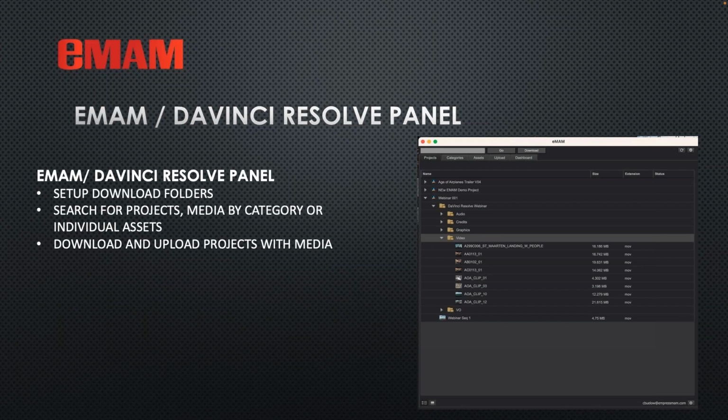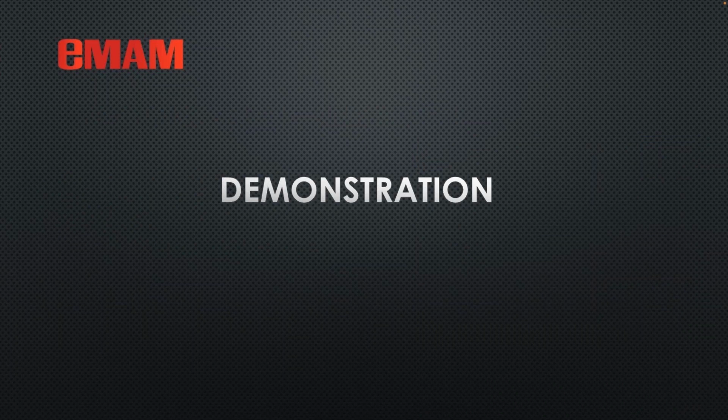So again, you can search for projects, you can search for media based on a category structure, or look for individual assets, and of course then download those assets into your system. You'll always have a dashboard, by the way, as to what's going on, which is quite nice. So when you're downloading, you'll always see that there is a dashboard and there is a download process happening, and then of course on the upload as well, to be able to see that.